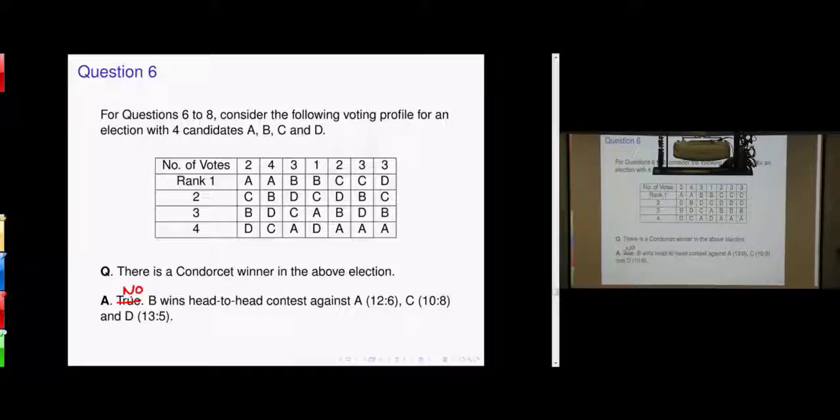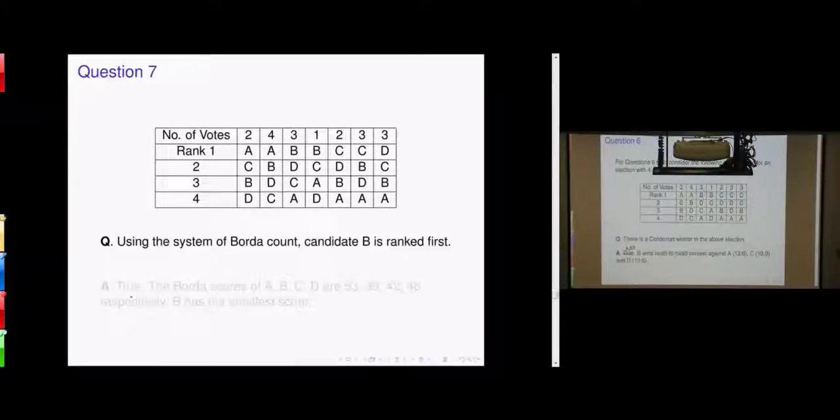Okay, so now I'll change the numbers accordingly. But the way is you just count the head-to-head votes, and if one candidate beats everybody else, that's a Condorcet winner. Now let's look at the other one.